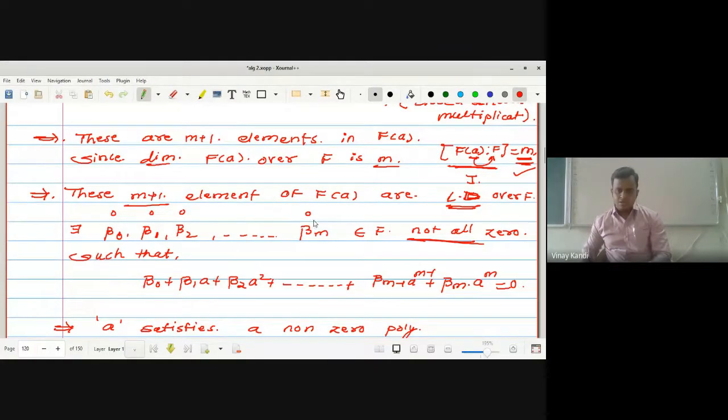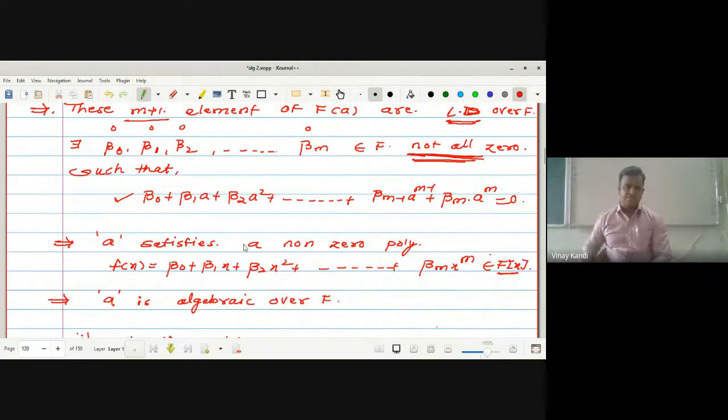Since these m plus 1 elements of F(a) are linearly dependent, it means that there exist b0, b1, b2, up to bm belonging to F, not all zeros. Hence b0 plus b1 a plus b2 a square up to bm a raised to m is equal to 0. Not all the coefficients are 0, hence a satisfies a non-zero polynomial f(x).